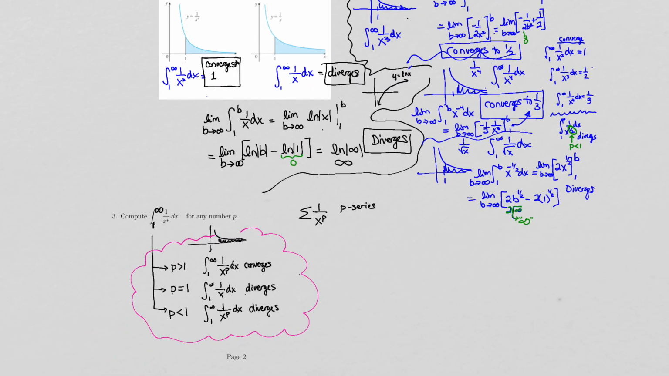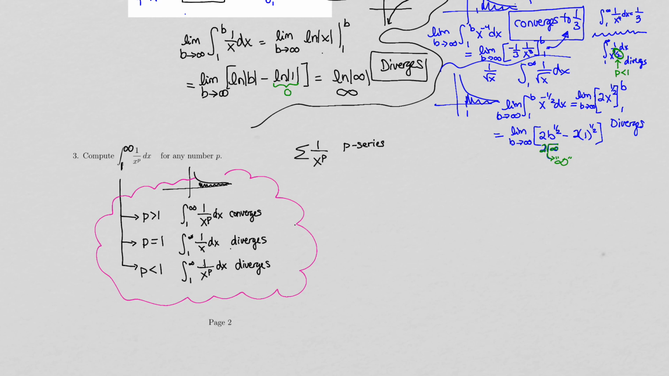Alrighty, so that's improper integrals. Let me summarize what we stated. Do you guys see what I did? I just summarized what we just did for when we have powers. So x to a power, if that number was bigger than 1, that integral converged. If that number was less than 1 or equal to 1, that integral diverged.